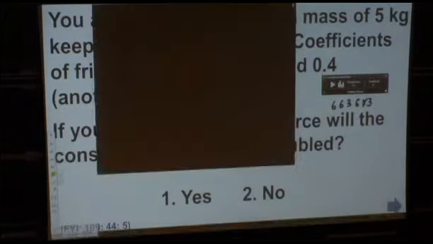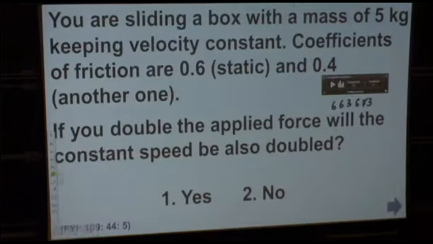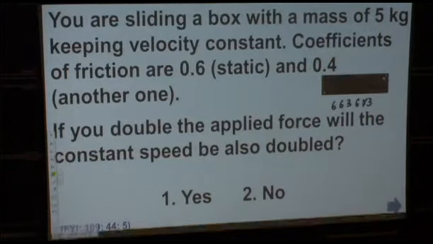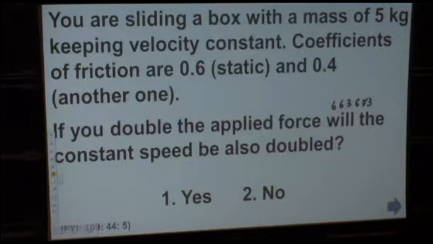All right? Yes. Bless you. Is that the wrong answer? No. Is that the right answer?